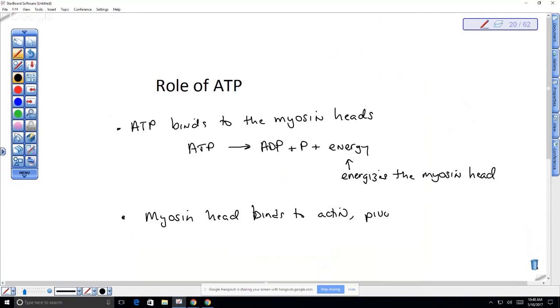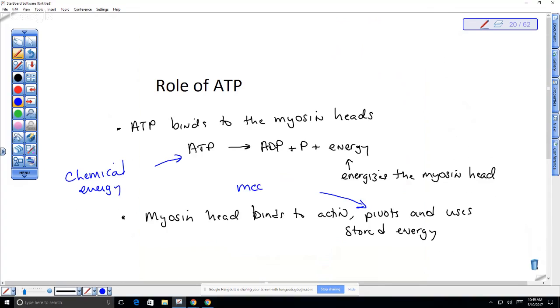It pivots and uses stored energy. So what we've essentially done is that we've taken chemical energy. So this would be like right here. This is chemical energy. Right? And we've actually turned this into, when it pivots, that would be mechanical energy. Because it's doing work, right? And it's doing physical work.